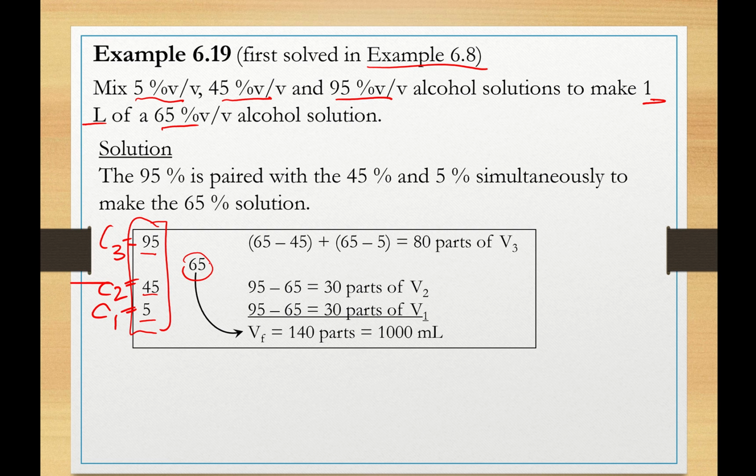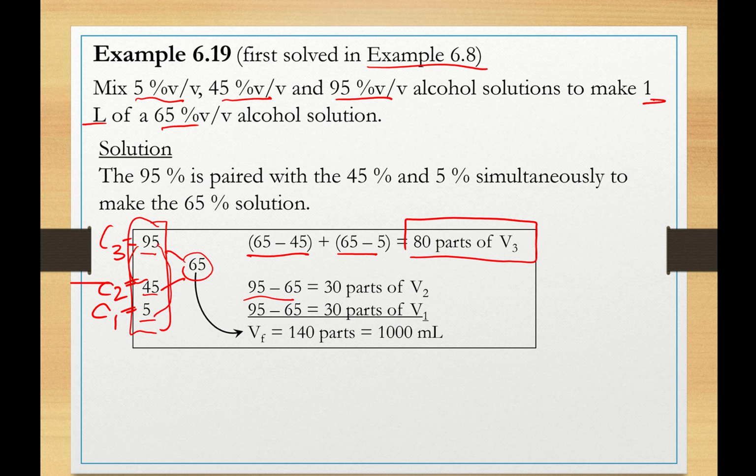Since I can make 65% by mixing 95 and 45, or mixing 95 and 5, I subtract these two, 65 minus 45 and 65 minus 5, and that will give me the parts of V3. For the parts of V2, I subtract 95 minus 65, and the same thing for the parts of V1, because 95% alcohol is the only solution that is higher than the 65.